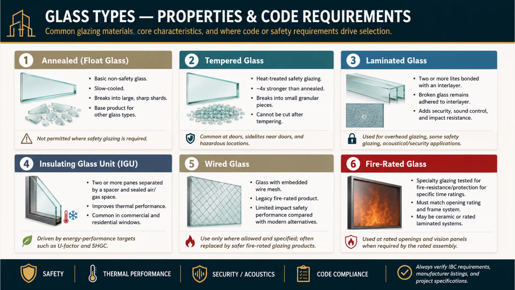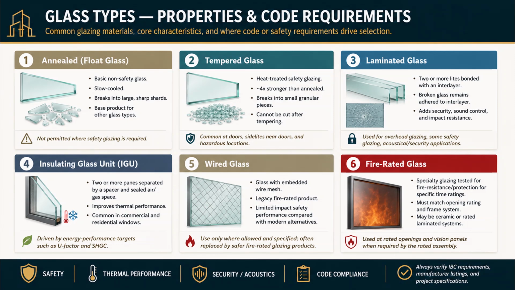Wired glass is glass with an embedded wire mesh, a legacy fire-rated product. Here's the important caveat: it has limited impact safety performance compared to modern alternatives. The wire holds the glass in a fire, but it does not make it safety glass for impact. In fact, it can make impact injuries worse. Use only where allowed and specified. It's often replaced by safer fire-rated glazing products today.